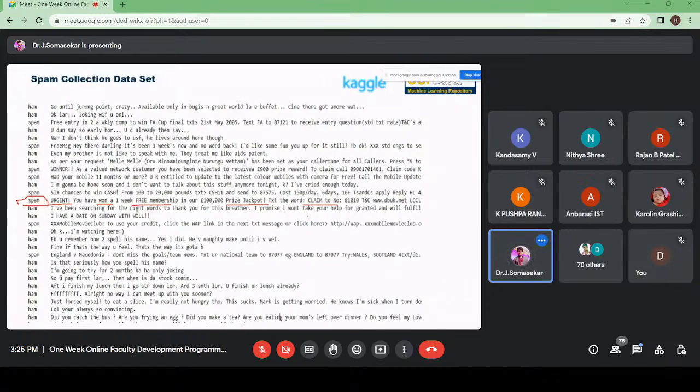Ham means not spam. If you are looking for a complete data set, you can go through these repositories, either Kaggle or the UCI Machine Learning Repository. You can find n number of data sets which may be useful from your research point of view, or for a project, or implementation of any algorithm.